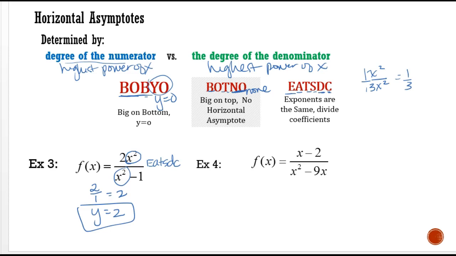Okay? So look at this one. Look at your power of x. Okay, x is the power of 1 in the numerator, x is the power of 2 in the denominator. So where is it bigger? It's big on bottom, so this is a Bobbio. So big on bottom, y equals 0. All right, this works every time.